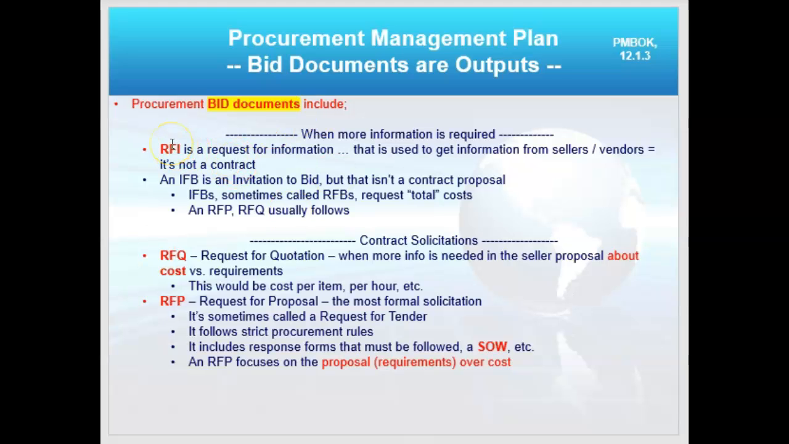All right. Now, the procurement management plan has bid documents. Some of the bid documents are a request for information, right? That's just seeking information. It's not really a contract. Who wants to build and what would be your proposal? Then a request for quotation, or RFQ, is when I want you to make a proposal, but I want it to be cost driven. And a request for proposal is a formal solicitation that's really about the functionality or the statement of work.